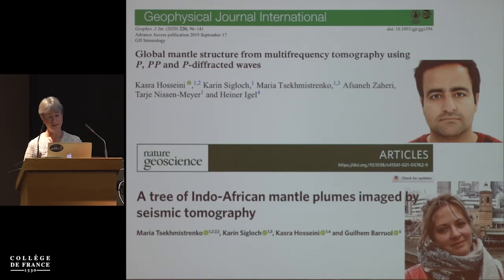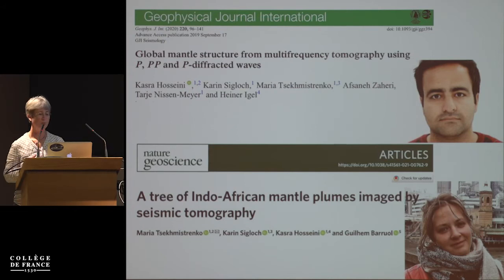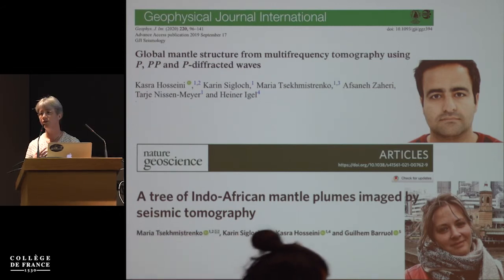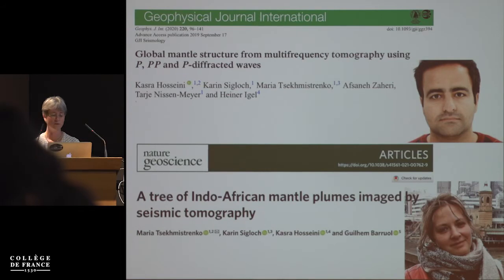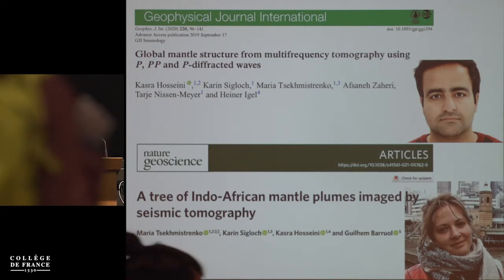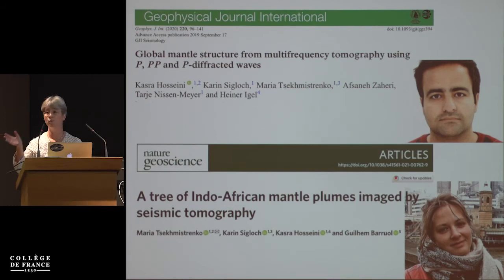And so it represents a major step for my group, and these are the first two applications that I'm going to present. The first is a new global mantle model, a P wave model that includes these core-diffracted waves, and that was led by Kasra Hosseini, first as a PhD student, and then it went into his postdoc, so it was a major undertaking. And the second is Maria Tsekmestrenko's PhD work on the Reunion hotspot and more widely the southern half of the African superplume, which is what interests us here.